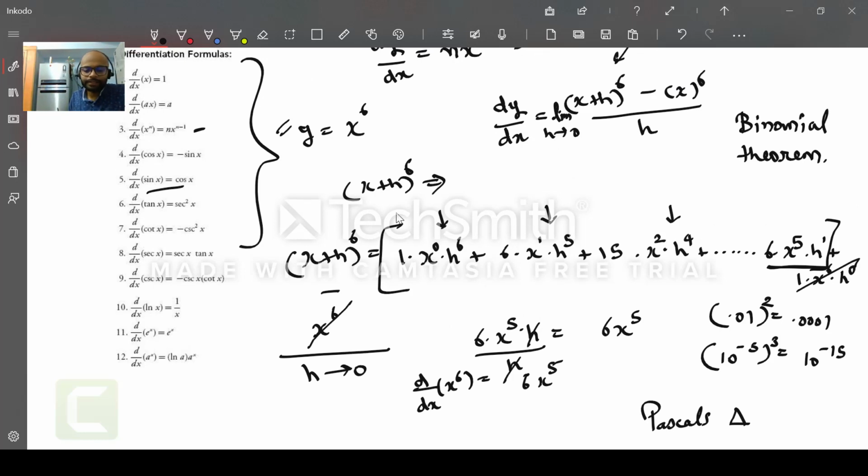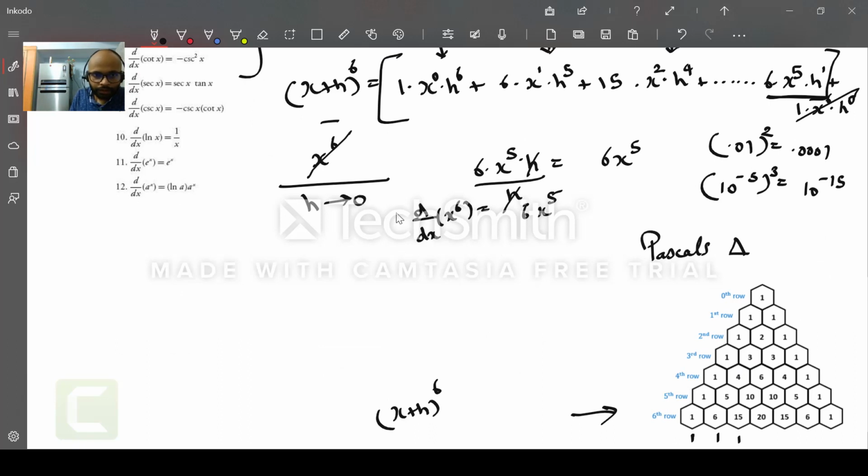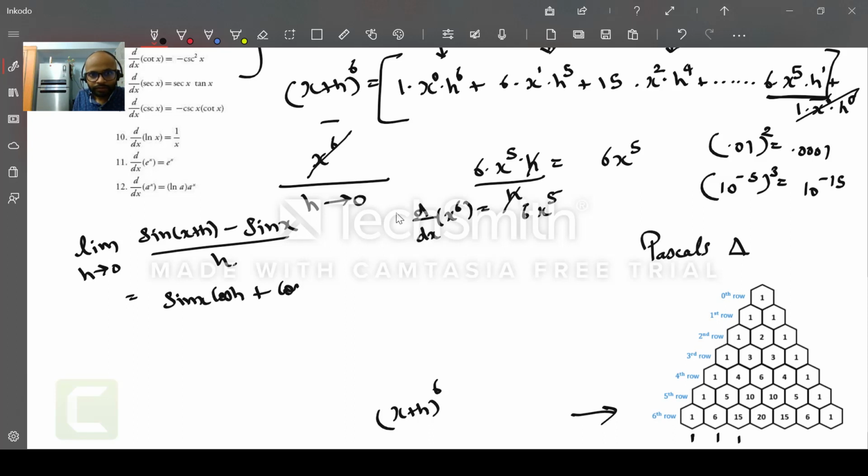For example, let us take sine x. Now I'll do it a little quickly. Limit h tending to 0, sine of x plus h minus sine x upon h, right? This is the expression of dy by dx, or d of sine x upon dx. So I'll expand it with sine a plus b. It will become sine x cos h plus cos x sine h minus sine x upon h, right?